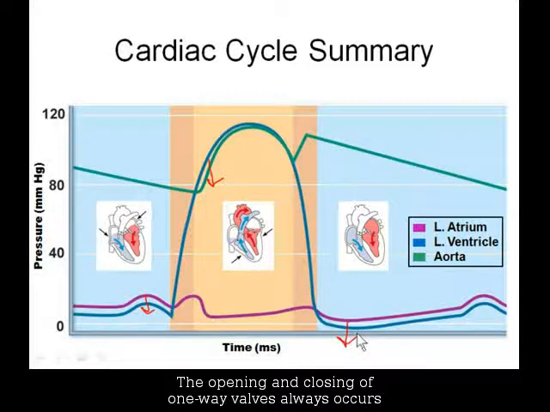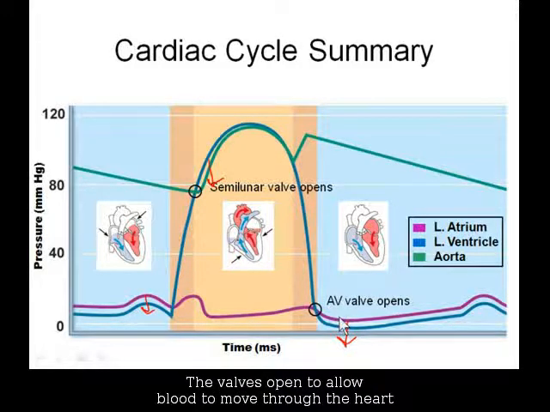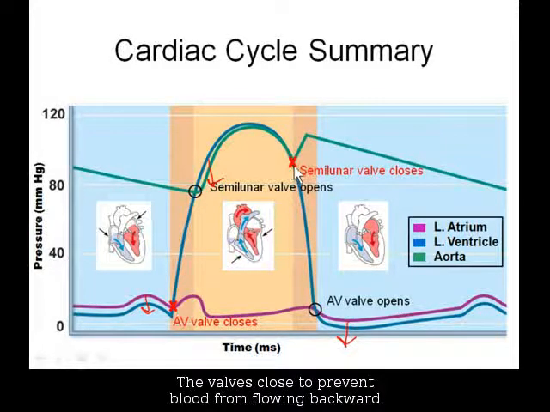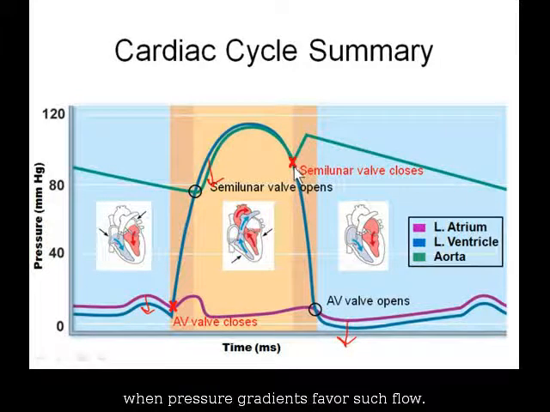The opening and closing of one-way valves always occurs at the intersection of pressure traces on the graph. The valves open to allow blood to move through the heart from high to low pressure. The valves close to prevent blood from flowing backward through the heart, even when pressure gradients favor such flow.